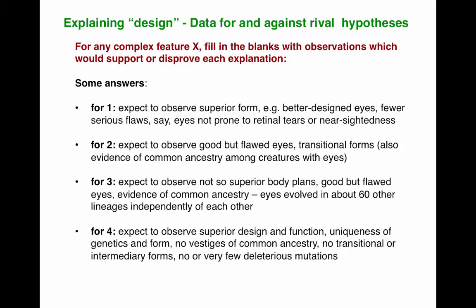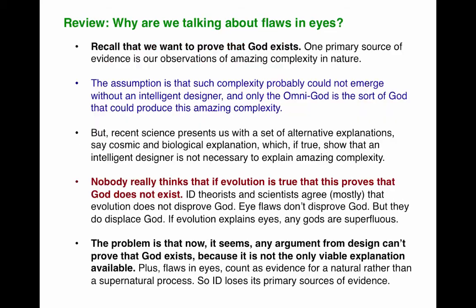For statement 3, had evolution produced eyes, we would expect to observe not so superior body plans, good but flawed eyes, evidence of common ancestry. Eyes would look like they evolved in about 60 other lineages independently of each other. For statement 4, if evolution had not produced eyes, if a natural process had not produced eyes, we would expect to observe superior design and function in eyes, uniqueness of genetics and form, no vestiges of common ancestry, no transitional or intermediate forms, no or very few deleterious mutations.